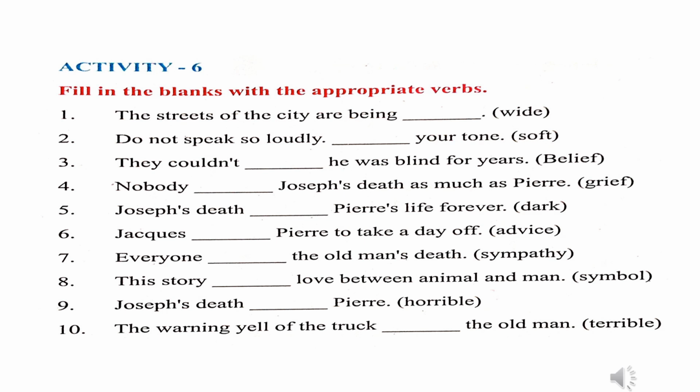Activity 6. Fill in the blanks with the appropriate verbs. Here you can see 10 sentences with a word in brackets. We have to make the verb form from the word in the bracket to fill the following blanks. First, the streets of the city are being blank, wide. We have to add the suffix to the word in the bracket and make the verb form. The streets of the city are being widened.